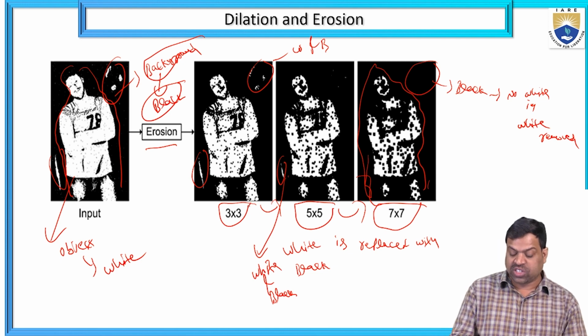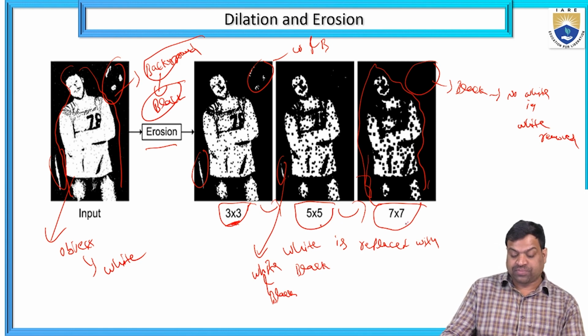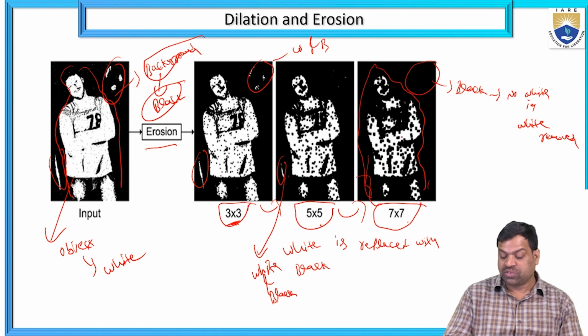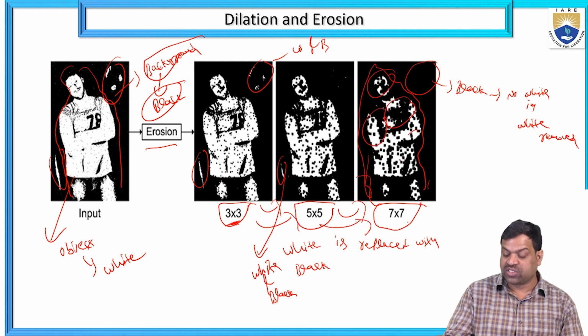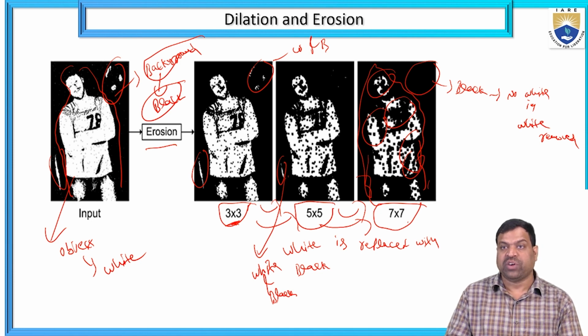When I use the structuring element, the size is increased: 3 by 3, 5 by 5 and 7 by 7. What are the necessary points we have to take as black, and what are the unnecessary ones we have to take as white? When I increase the size, the black also increases, unnecessary blacking also increases. So 3 by 3 is somewhat better, but with 5 by 5 we are not identifying, and with 7 by 7 it is completely not identifying. So that is an important thing in erosion.